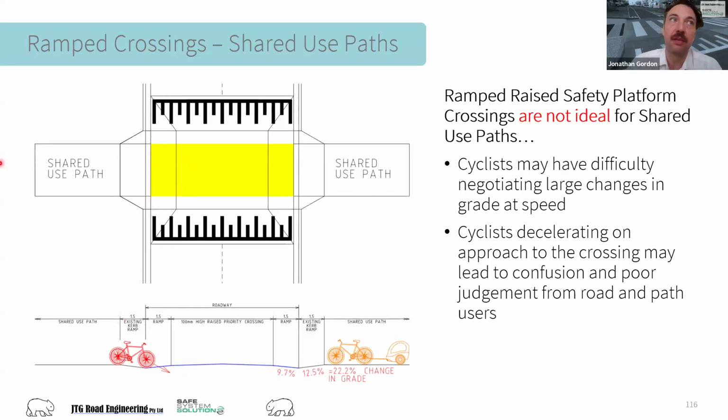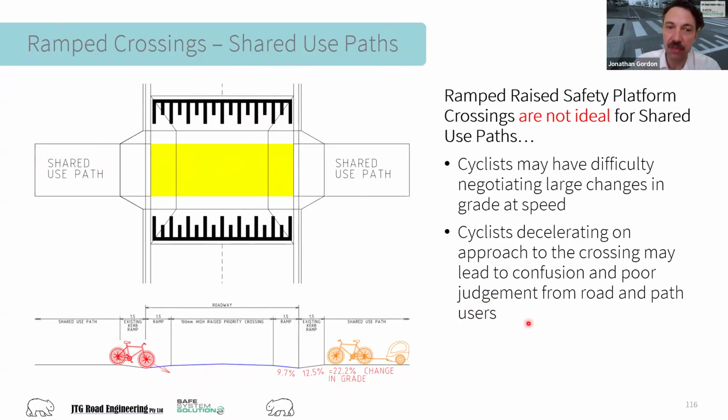And a cyclist decelerating on approach to the crossing might give a vehicle the wrong information. The vehicle might get confused and think, wait, am I giving way to them? Or are they stopping for me? And who's going first? Confusion, as I said in day one, it's not an outcome that we want from our designs because it can lead to poor judgment, poor decision-making, and road safety concerns. And of course, it can also just be a bit difficult and uncomfortable to negotiate.